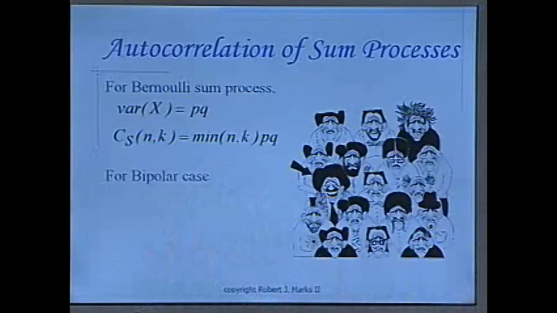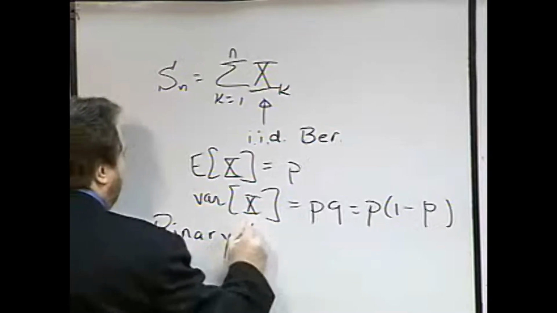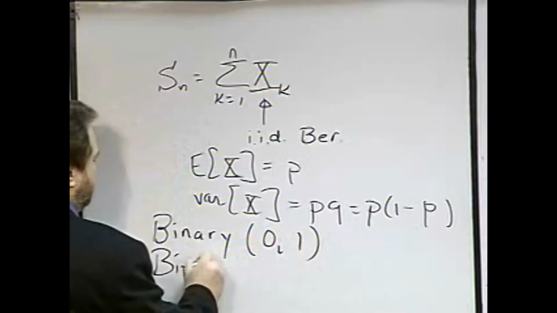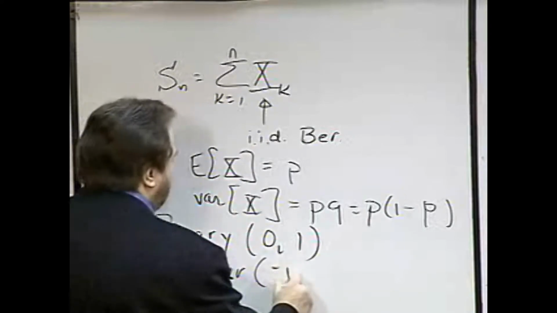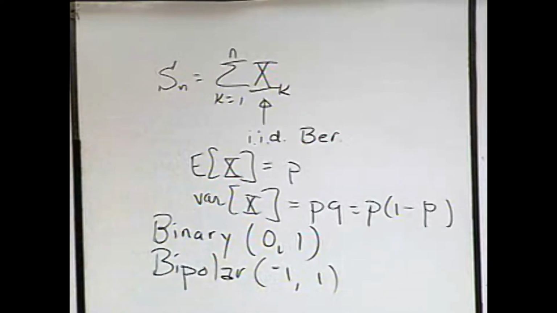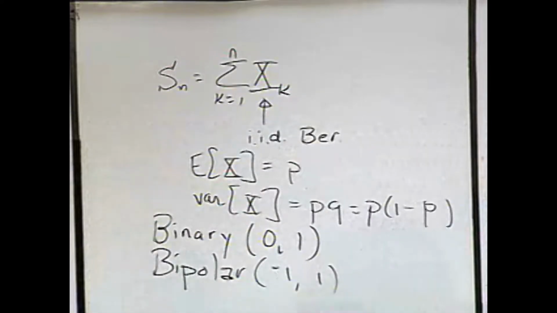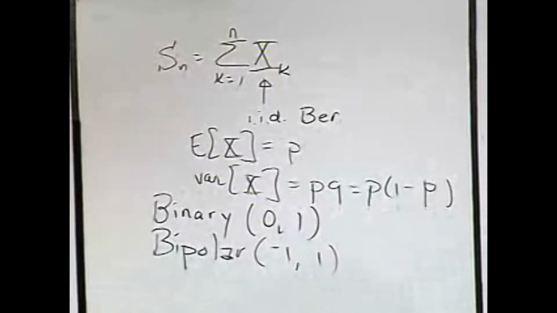Remember what the bipolar case was for the Bernoulli random variable? For the binary, the output was 0 and 1. For the bipolar, the output was a minus one and a one. In other words, the logic zero took on the value of a minus one. This had the advantage that it had a zero mean probability, and also that it will serve as the root for the derivation of the Wiener process.